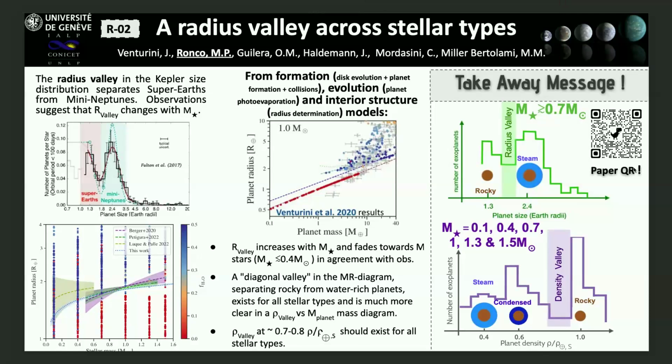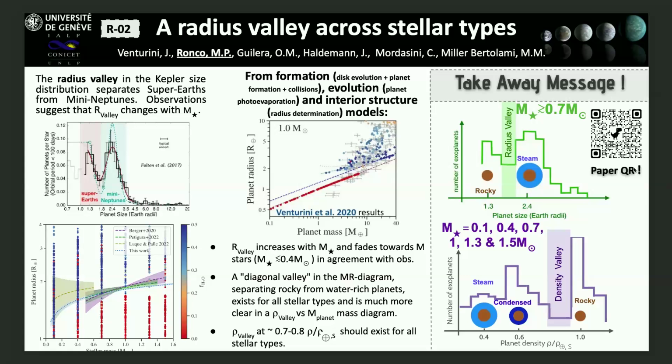I'm Paula Ronco. I'm a CONICET researcher at the University of La Plata. In this work we are studying the existence of the radius valley for different stellar types. You know that the radius valley is one of the most important observational features that we got from the Kepler mission, which basically separates planets by size into super Earths and mini Neptunes. And a few years ago, we could explain the location of the valley for planets around solar mass stars as a natural consequence of trying to reconcile disk evolution, planet formation, and planet evolution models.